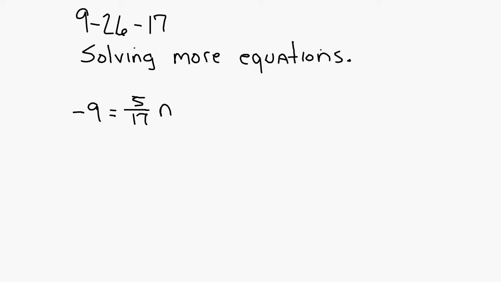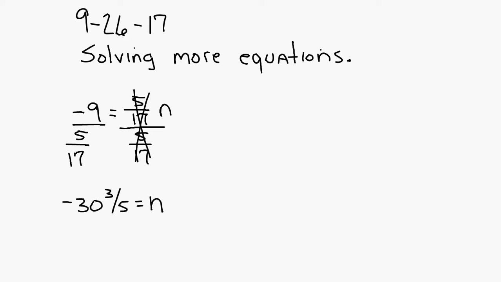This problem looks a little bit different because the variable's on the right-hand side. But all of your concepts and techniques stay the same. In this case, you would divide each side by 5 over 17. The 5 over 17s cancel out. So in your calculator, you've got negative 9 divided by 5 over 17. And you should get -30 and 3/5 is equal to n.